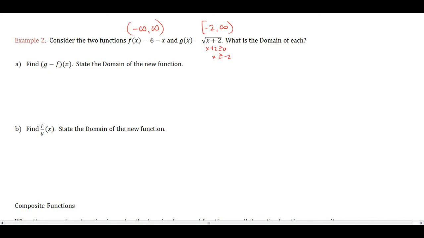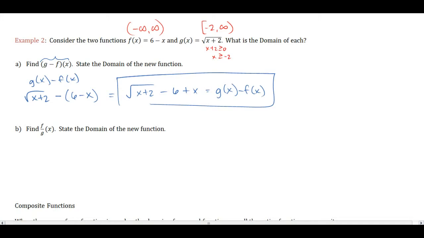So let's find this function. The new function we are going to create is the subtraction of the two up there, so I'm going to do g of x minus f of x. g of x is the square root of x plus 2, minus, and I'll put f of x in parentheses to remind myself that it's minus all of that. And what do I get? I get the square root of x plus 2 minus 6 plus x. I really can't clean that up any. That's kind of gross, right? So there it is, g of x minus f of x, our new function created by combining two other functions.